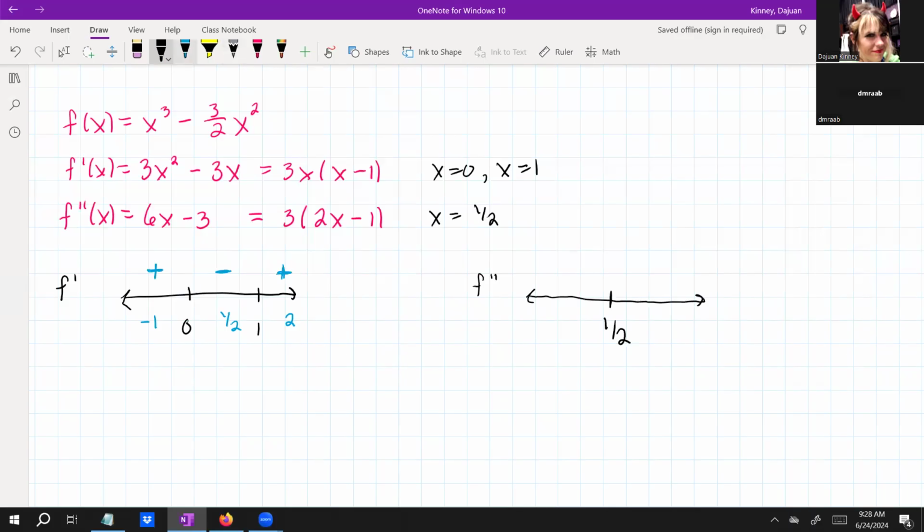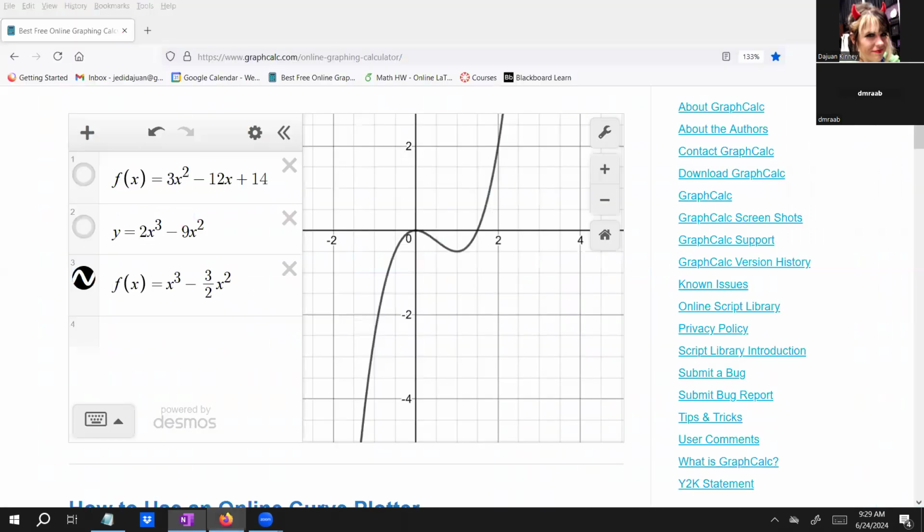Okay, so my test values will be 0 and 1, and we can reuse our test values. That's fine, as long as we don't use the 1/2. But if I plug in 0 into the second derivative, I'm going to get a negative value. So we're always negative. If I plug in 1, it's going to give me a positive value. All right, so in general, our graph goes up, goes down, and then goes up. Here we're concave down, and we're concave up, which is exactly what we said it should be.